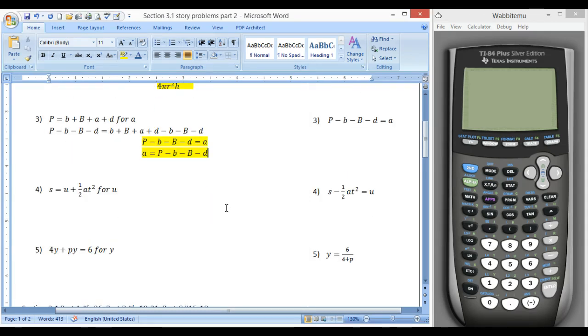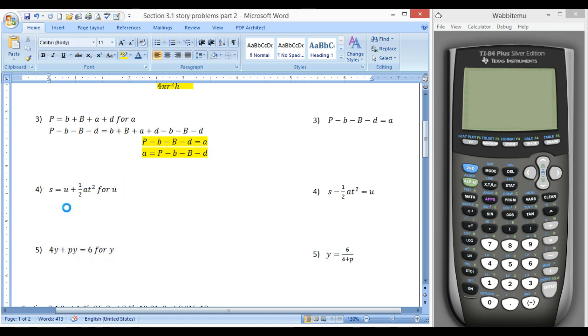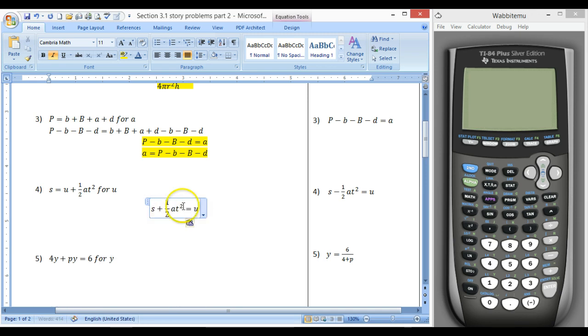S equals U plus 1/2 a t squared, and we want to solve for U. It looks a little daunting at first until you look at it a little more closely and nothing is attached to the U. It's just being added to something, so we just need to subtract that from both sides. So I'm going to subtract this part. Subtracting it on the right hand side cancels it. And then I have to subtract it from the left hand side to keep it balanced. And we're done.